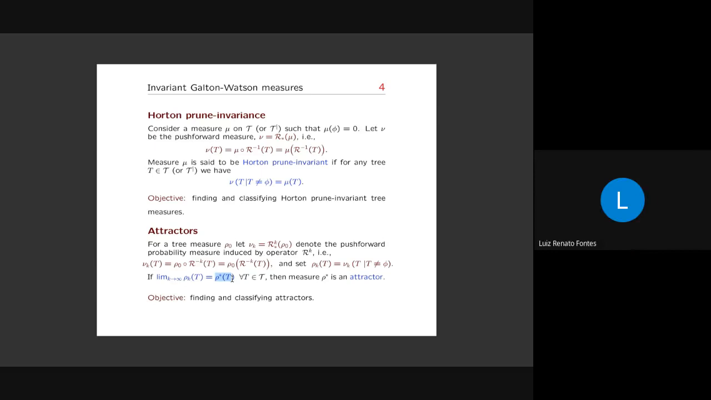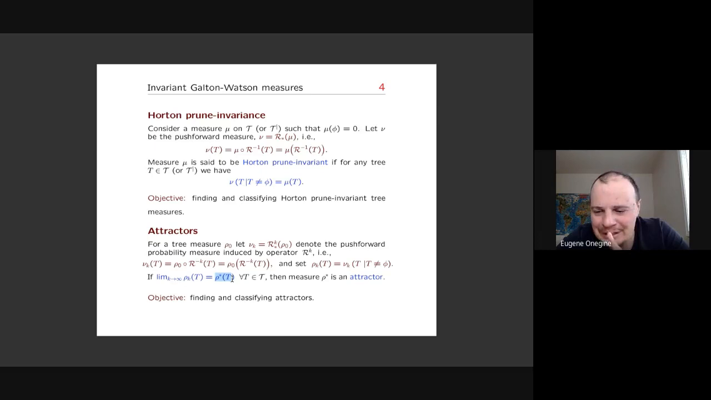Okay. Can I ask some question? Yeah, sure. Do you have some example of a Horton prune invariant measure that is not generated by a Galton-Watson process? Okay. So, Galton-Watson invariant measure. That's a good question. So first of all, there are other invariances that are weak invariances, and there we've established those. For, as I said, say, some of the coalescent processes.